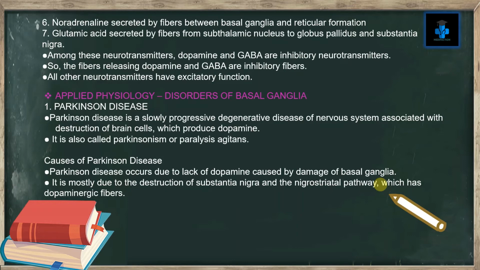Now let's talk about some applied physiology related to basal ganglia. Number 1 is Parkinson disease. Parkinson disease is a slow, progressive degenerative disease of nervous system associated with destruction of brain cells which produce dopamine. It is also called Parkinsonism. Causes of Parkinson disease. Parkinson disease occurs due to lack of dopamine caused by damage of basal ganglia. It is mostly due to destruction of substantia nigra and nigrostriatal pathway which has dopaminergic fibers.